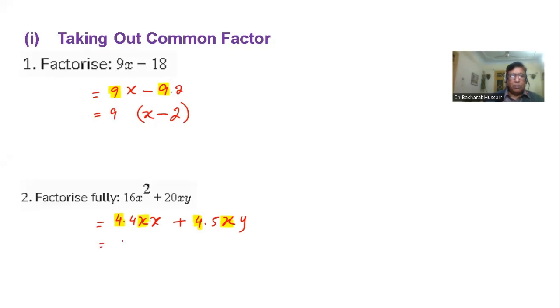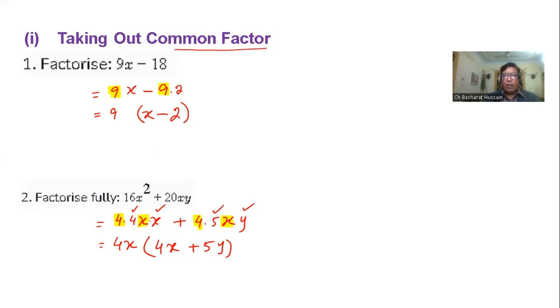Now we take out this common factor, 4x. Now what is left behind? 4x plus 5y. 5y is left behind. So this is factorization by taking out common factor. I hope it is clear to you.